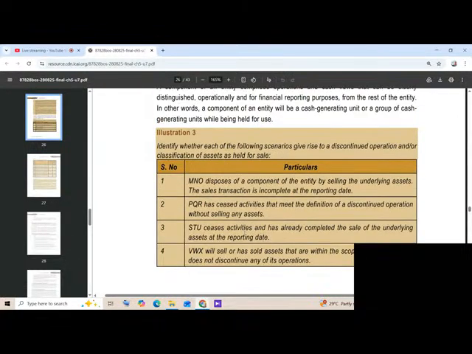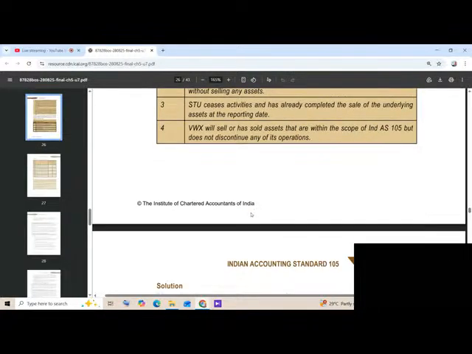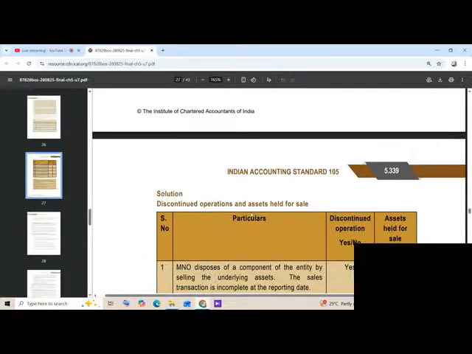Yeah, correct. PQR has ceased activities that meet the definition of a discontinued operation without selling any assets. They are saying that the definition of discontinued operation is met, so this will be yes, but without selling any assets, so there is no intention to sell. So we'll say held for sale no, discontinued operation yes.